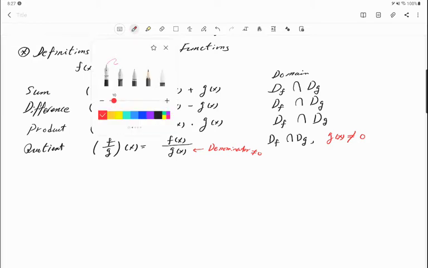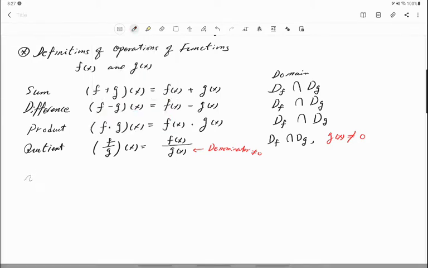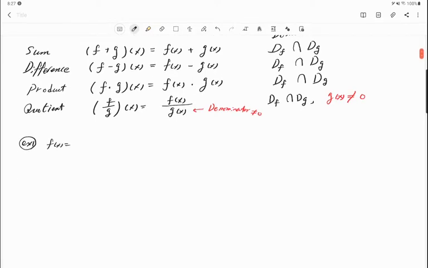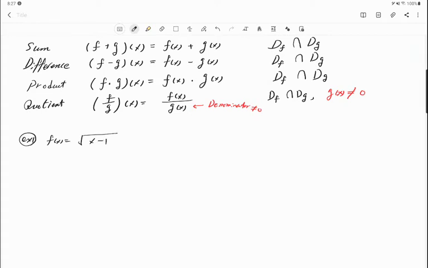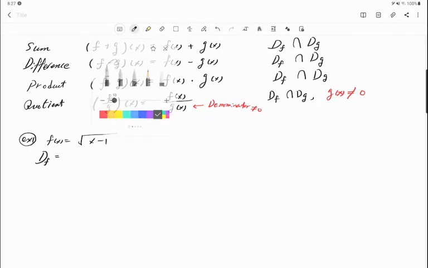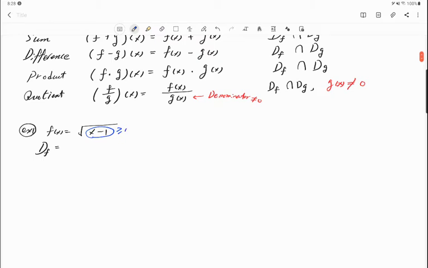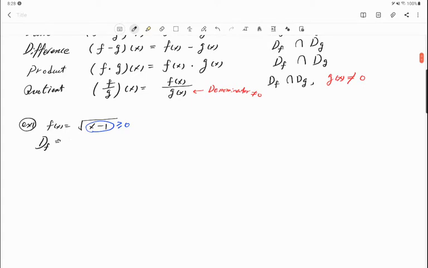Then let's try an example finding the domain. Example 1. Let's say f of x is equal to the square root of x minus 1. In this case, what's the domain of f? The inside of the square root cannot be negative, so the radicand has to be always greater than or equal to 0. So x minus 1 should be greater than or equal to 0. That means x is greater than or equal to 1. This is the domain of function f.